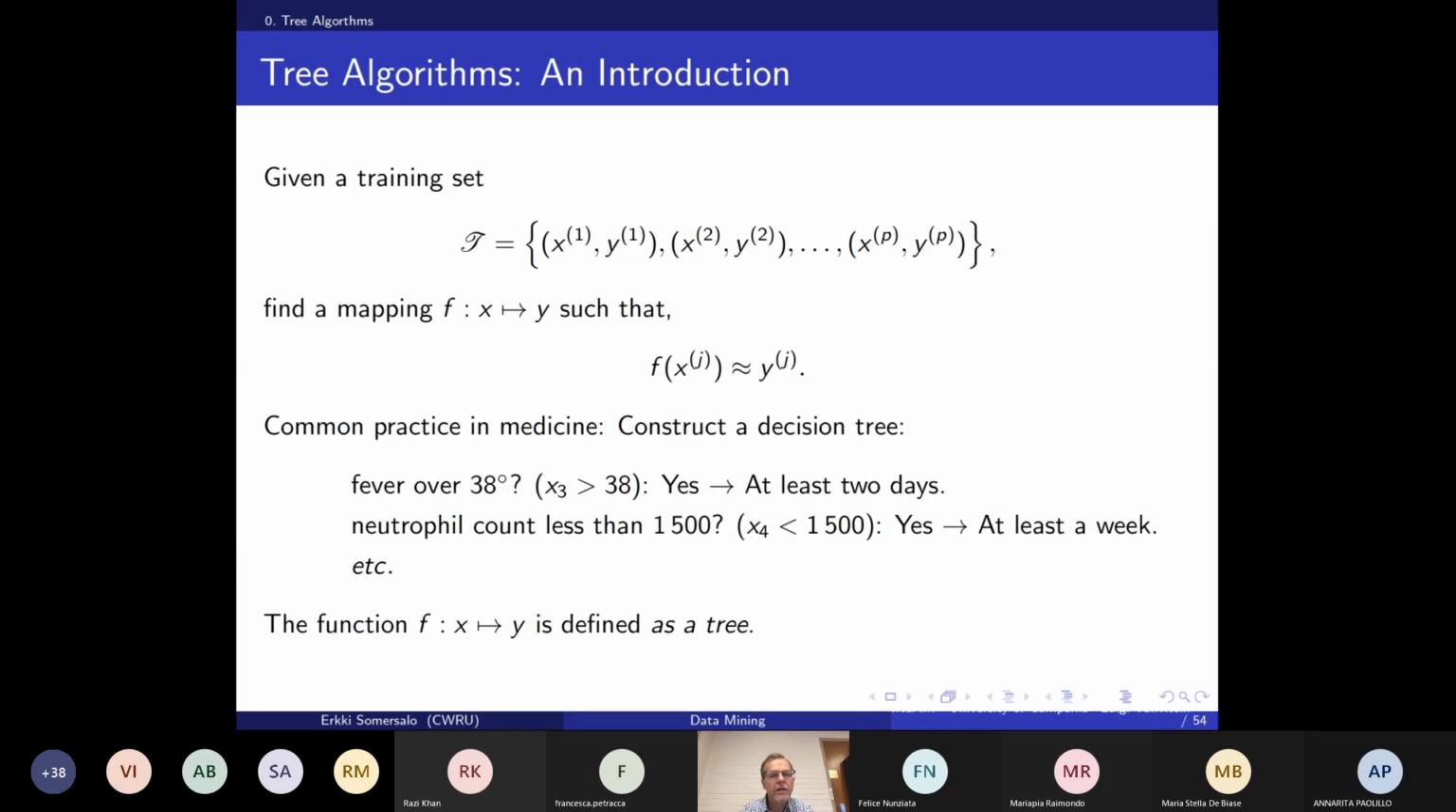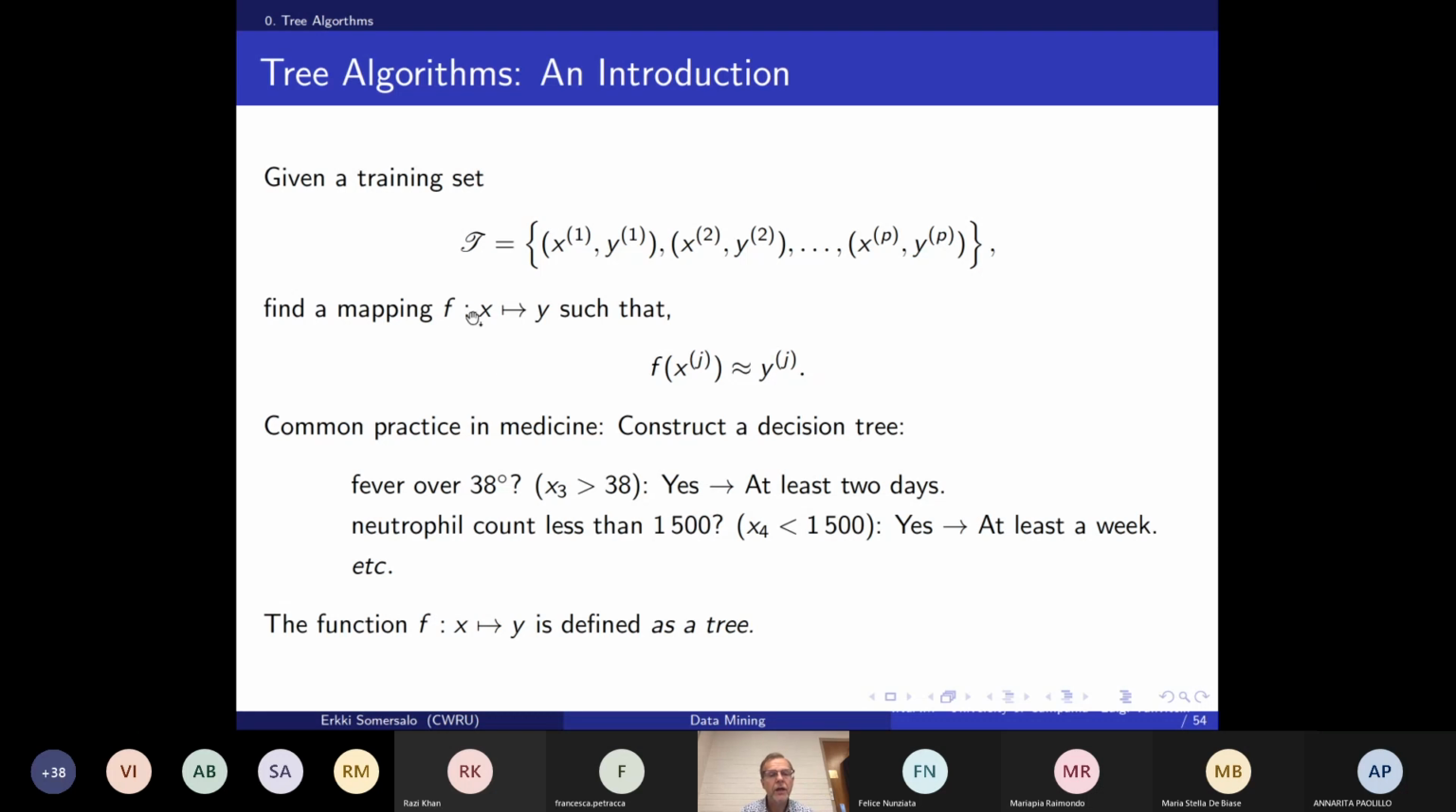Okay, so patient one gave you answers to those 4 questions, and then you later observe the stay length at the hospital, and that's Y1. So Y1 is the length of the stay of patient 1 in hospital. Y2 is the length of the stay of patient 2 in the hospital, etc.